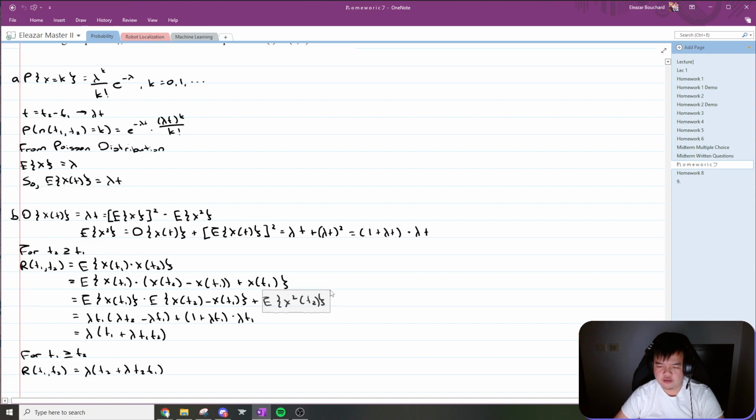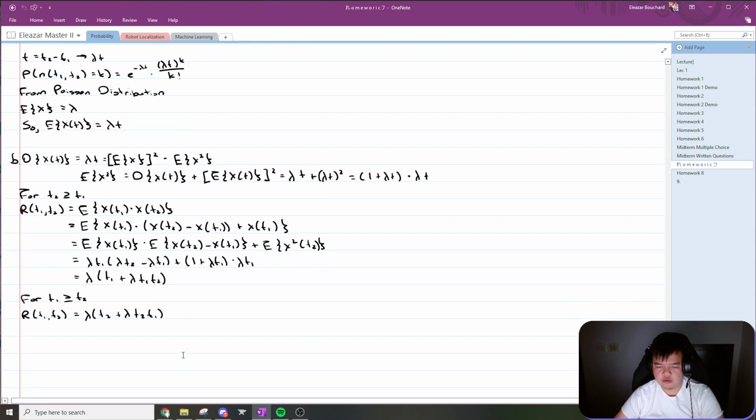We've established that this part here, X squared of t1, is 1 plus lambda t1 times lambda t1, basically this here, and we expand this out to lambda t1 times lambda t2 minus lambda t1, and that shortens down to lambda times t1 plus lambda squared times t1 times t2. That's for t2 larger than t1, and for t1 larger than t2, basically just switch t1 and t2, and that's basically your answer.